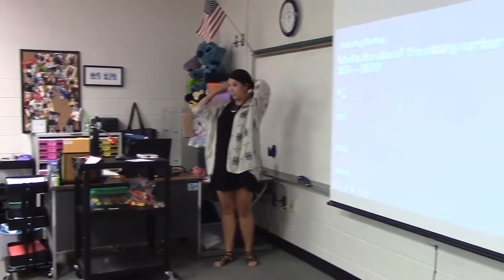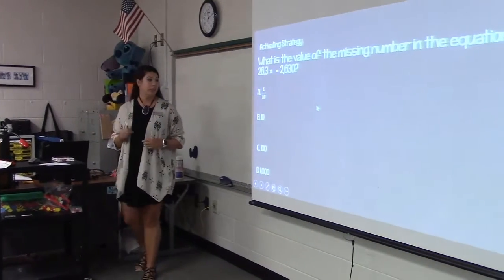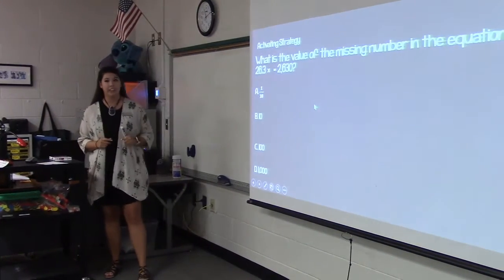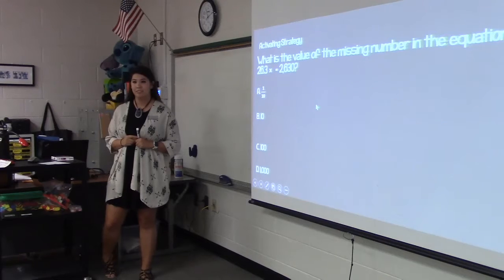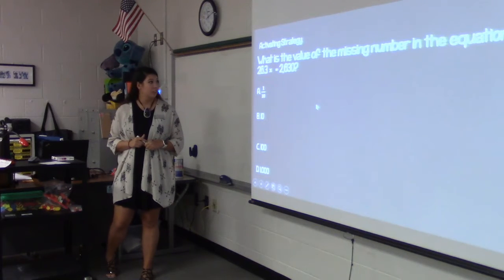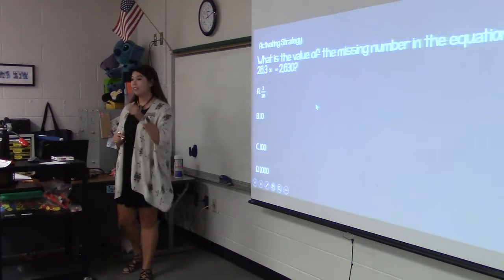What did we get? Raise your hand. Alazar, what did you get? 100. You got 100, which was C. How did you get 100? Because 100 times 26 is 2,600 and 0.3 is 30. Awesome. So I really like what he said there.